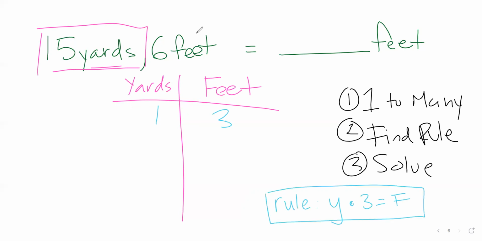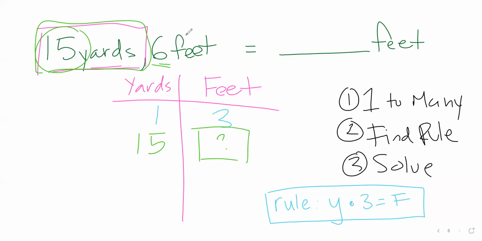So let's plug in what we know. I know I have 15 yards. I'm not going to worry about this 6 feet yet. I'm just going to focus on this part here. So I have 15 yards. And I need to know how many feet is that? Well, according to my rule, I can just plug and play, right? So I'm going to say down here, Y for yards. So in place of that, I'm going to write 15. This rule stays the same. So 15 times 3, that equals 45. So if I have 15 yards, I have 45 feet.